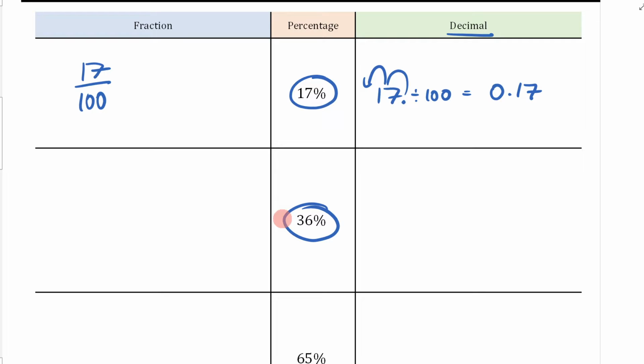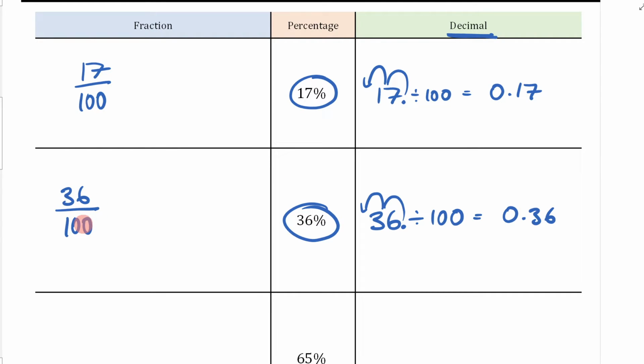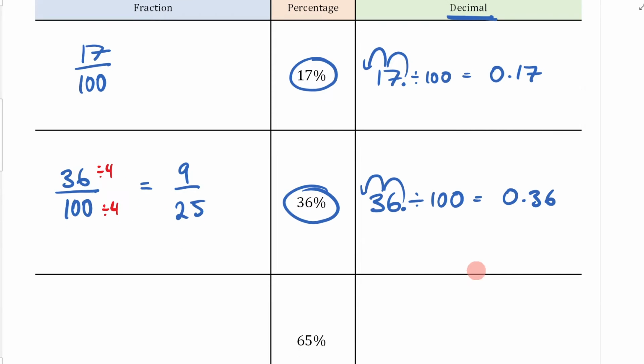If I've got 36% and I want to change it to a decimal, I take 36 and I divide it by 100. So that means I'm taking my decimal and I'm moving it twice to the left. So that means I end up with 0.36. If I'm turning it into a fraction, I write 36 over 100 and then I try to simplify it. This can be simplified. I can divide the top and bottom by 4. 36 divided by 4 will be 9. So this is going to end up being 9 on 25. Because 36 divided by 4 is 9, 100 divided by 4 is 25. We then move on to the next one.